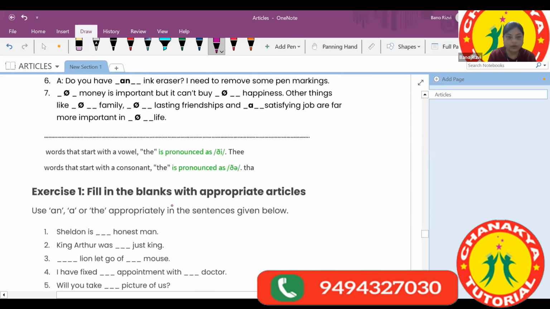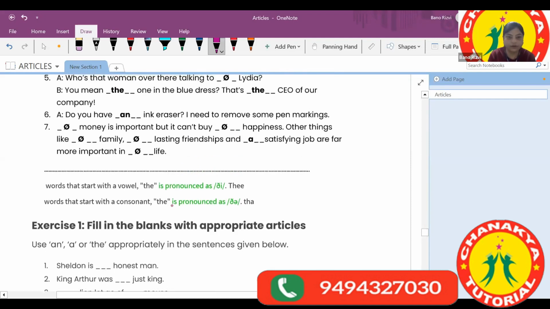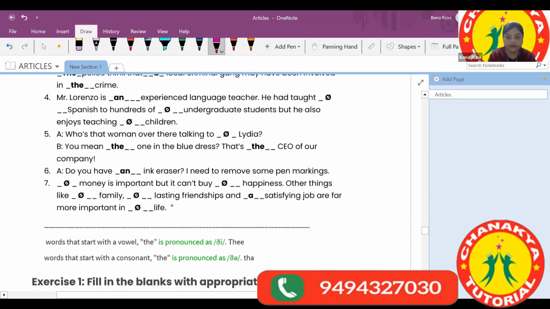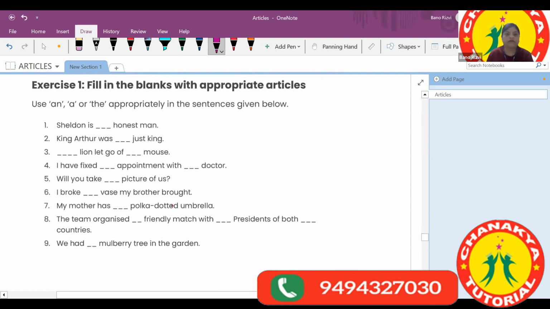Okay, now one more important thing I wanted to add up. Okay, when do we pronounce, I think we should leave this out. Okay. Now fill in the blanks with appropriate articles.